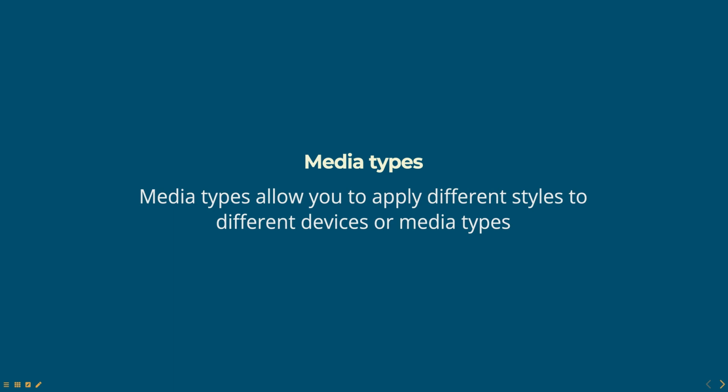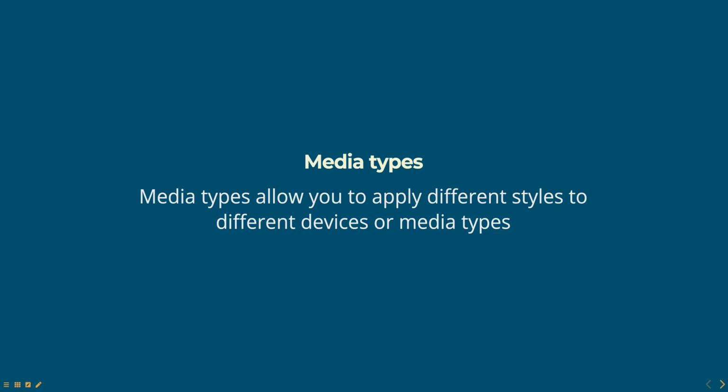Today we are going to talk about media types in CSS, part of the Web Technologies course. CSS media types allow you to apply different styles to different devices or media types. This allows you to adapt the layout and presentation of a web page to different screen sizes, resolutions, and devices such as print, screen, and mobile.